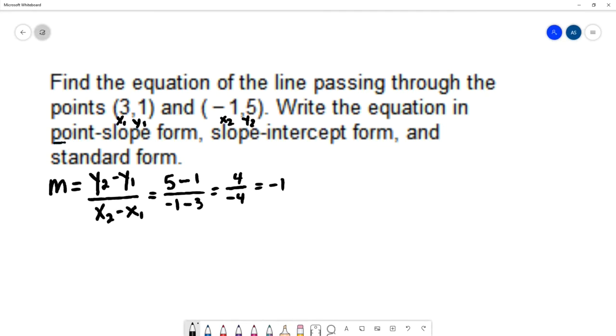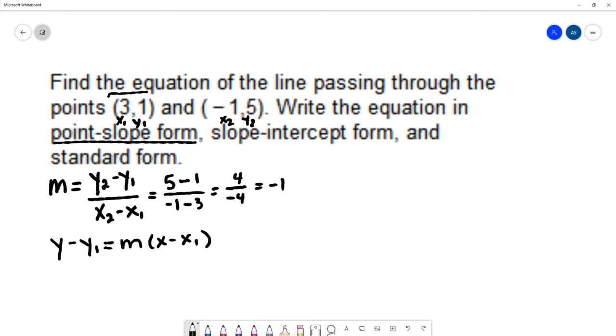Once we have the slope, we can start writing the equation in these different formats. We're going to start with point-slope form. Point-slope form is y minus y1 equals m times x minus x1. The reason why I started with this format is because it requires us to have a point and a slope. So we have the point x1, y1, and now we have the slope, and we'll be able to write this format.